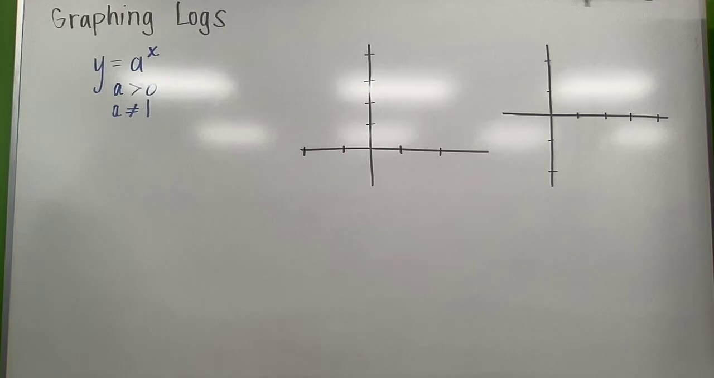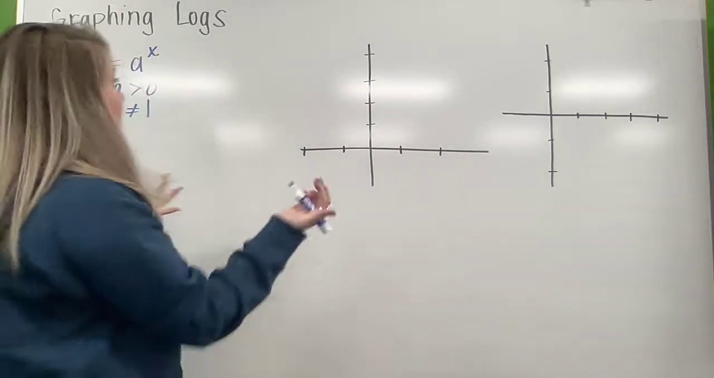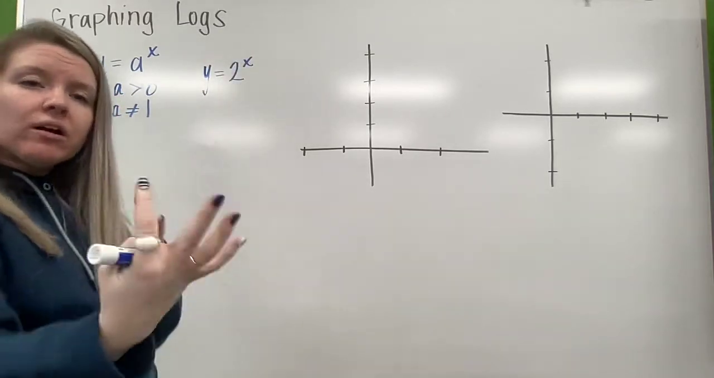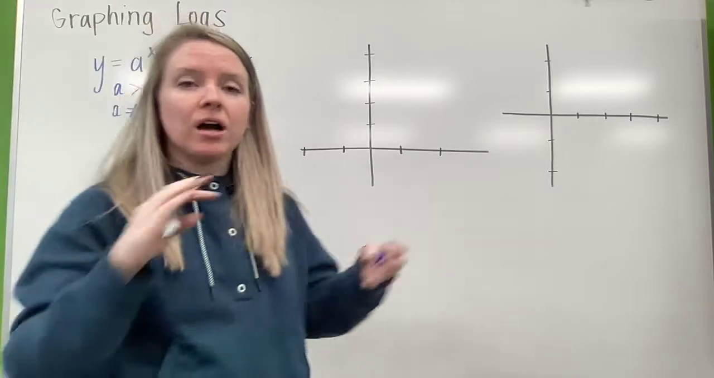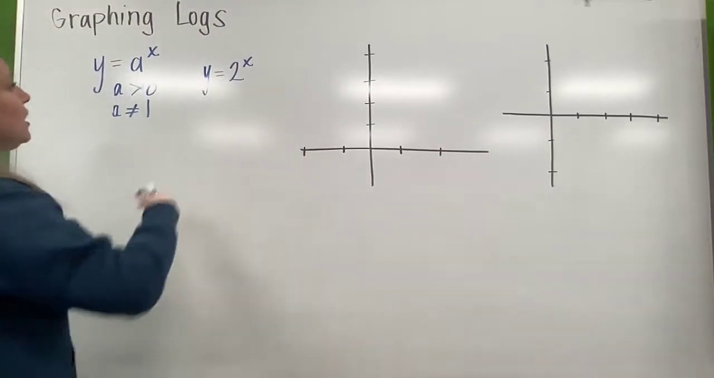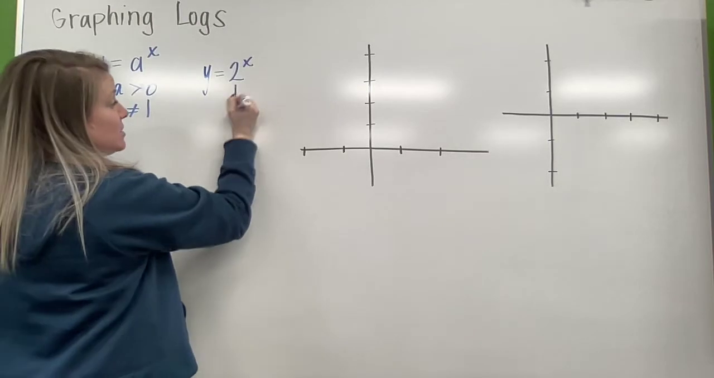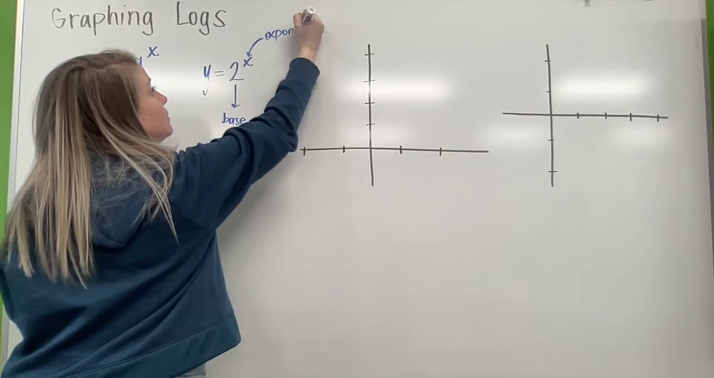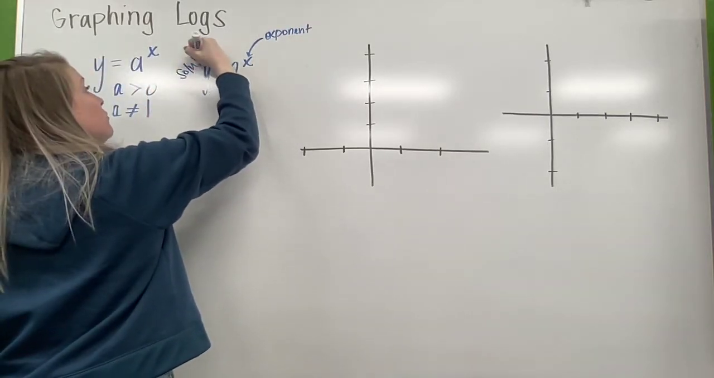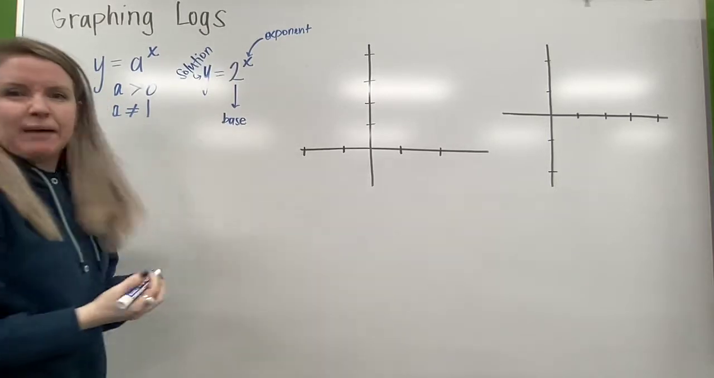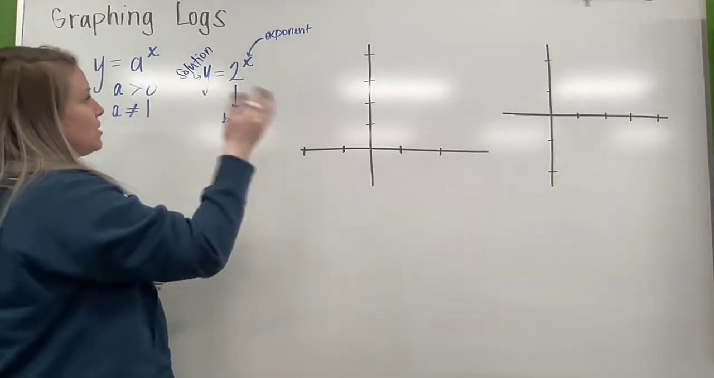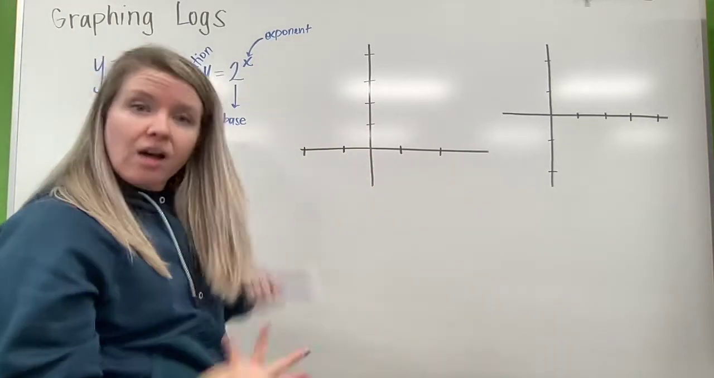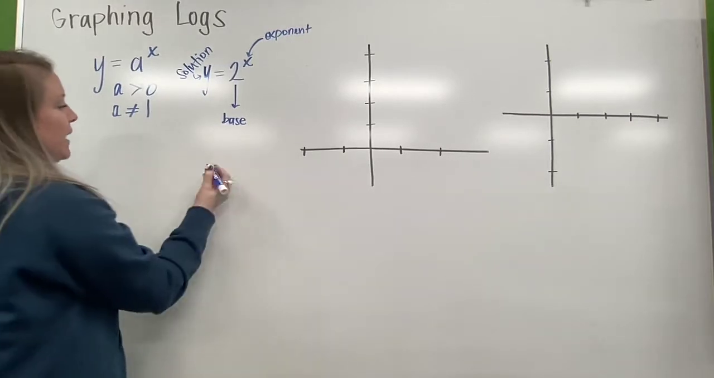For starters, we're going to dive in with an example of an exponential. We'll just say 2 to the x. So 2 is our base, then we have our exponent and our solution of y. Just some vocab checkups there. So y equals 2 to the x. I'm going to graph this so I can show you its inverse, its log graph. We're going to start with a table of values.